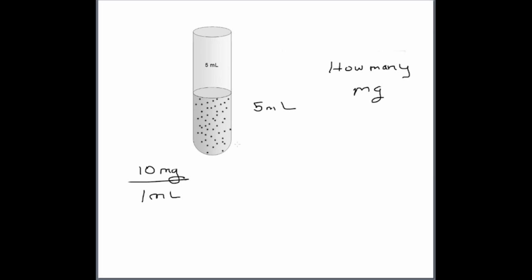Now, this is another case where you might intuitively know the answer. If there's 10 milligrams in 1 mil, and we have 5 mils, then intuitively we could say, oh yeah, there must be 50 milligrams. But we could also use our math tools.